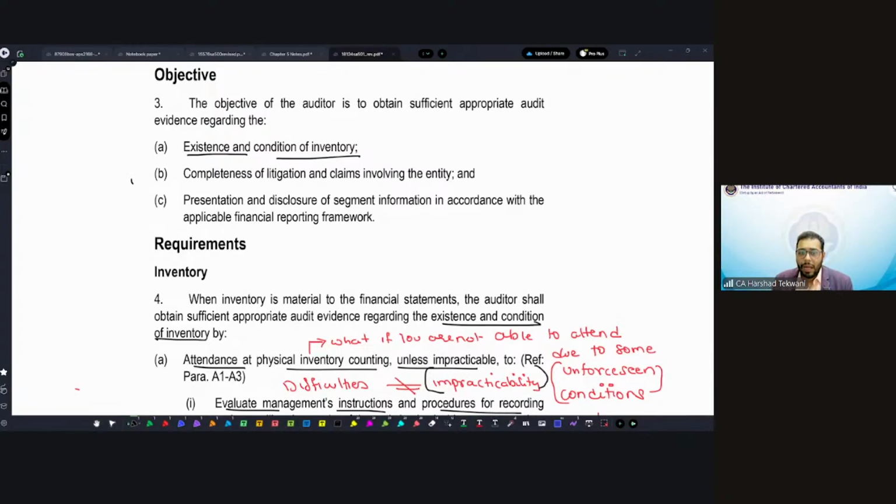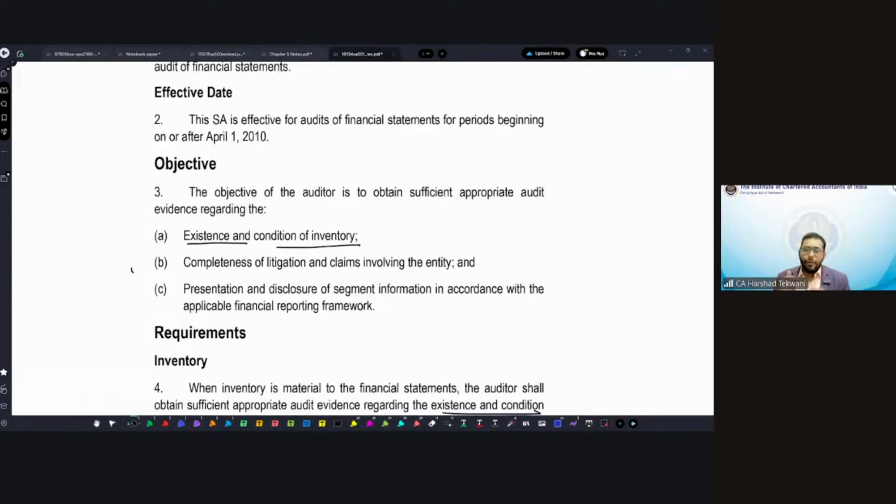Now, the second part is completeness of litigations and claims. How will you ensure the completeness of litigations and claims involving the entity? What will you do?